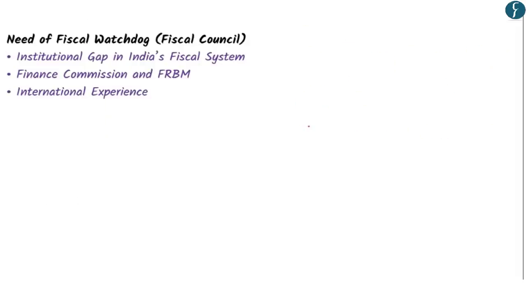Now let's first understand what is the need of a fiscal watchdog or fiscal council in India. There is a major institutional gap in India's fiscal system. This gap has been recognized and identified by a number of committees such as the recent Finance Commissions and the FRBM Review Committee. International experience also points to the importance of such an institution. In order to overcome this gap, in many countries, a fiscal council has been set up. According to the chairman of the 15th Finance Commission, N.K. Singh, he has recently recommended setting up of an institutional mechanism like a fiscal council to keep in check the center's fiscal consolidation.